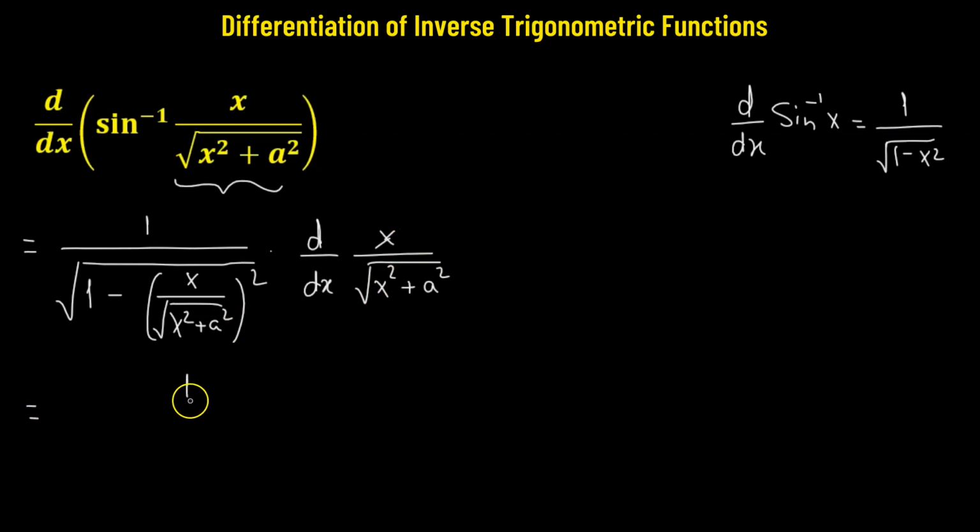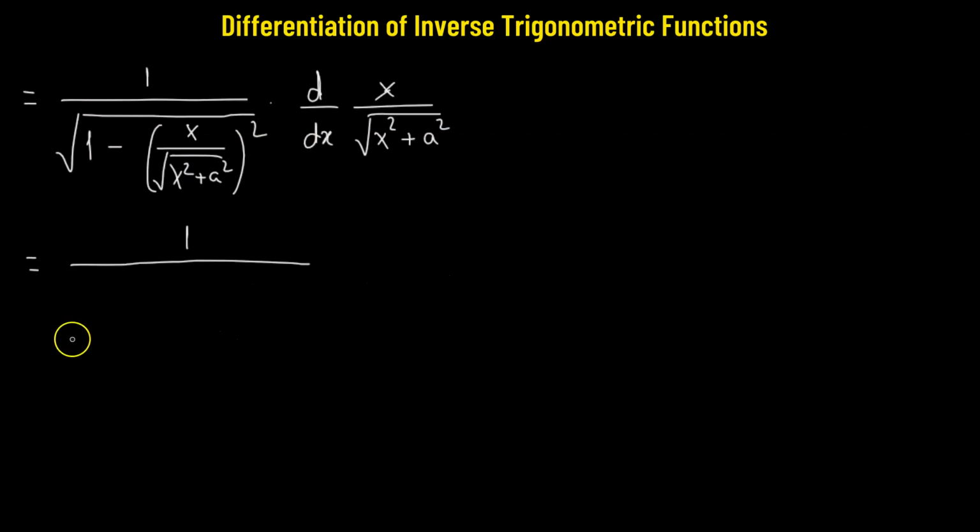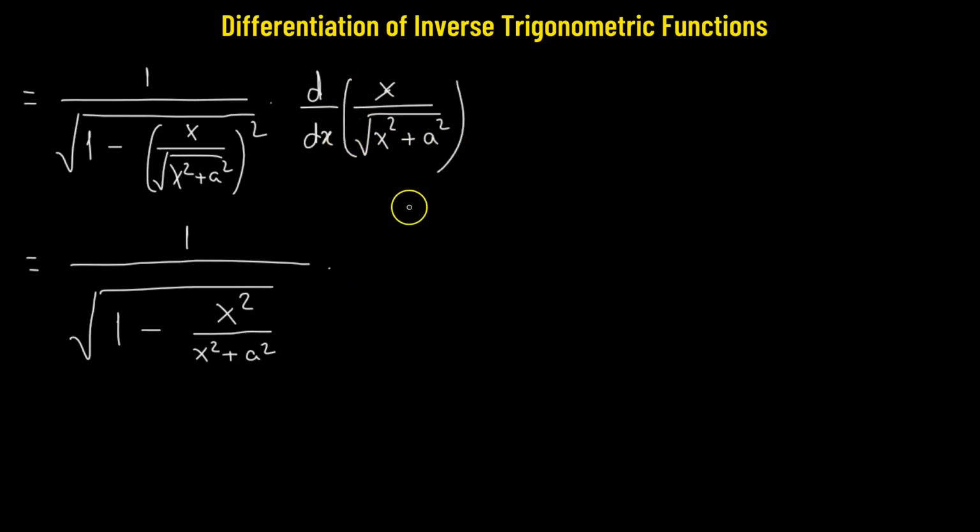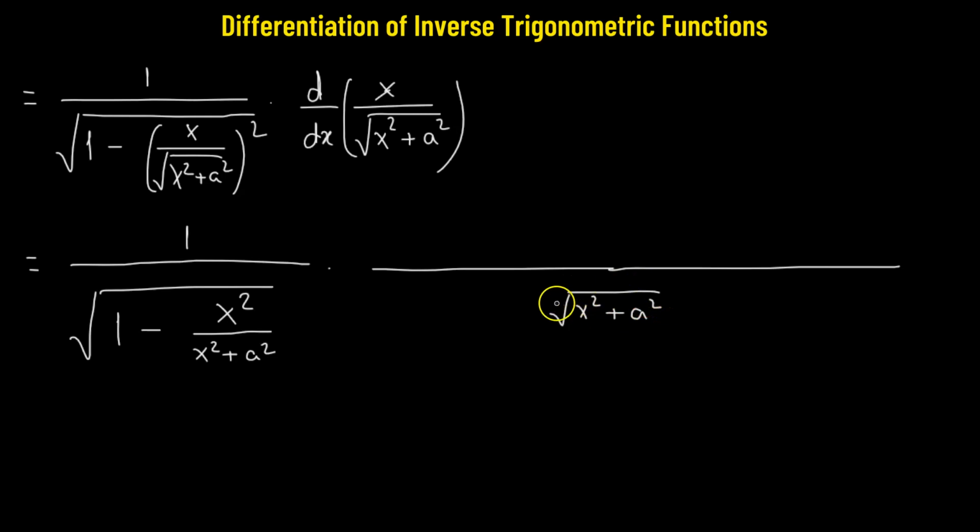That will be equal to 1 divided by the square root of 1 minus x squared divided by x squared plus a squared, times. Now here we have to find the derivative by using the quotient rule. So let's begin. We begin with the denominator. So we have square root of x squared plus a squared. We write it in the denominator and then square it.